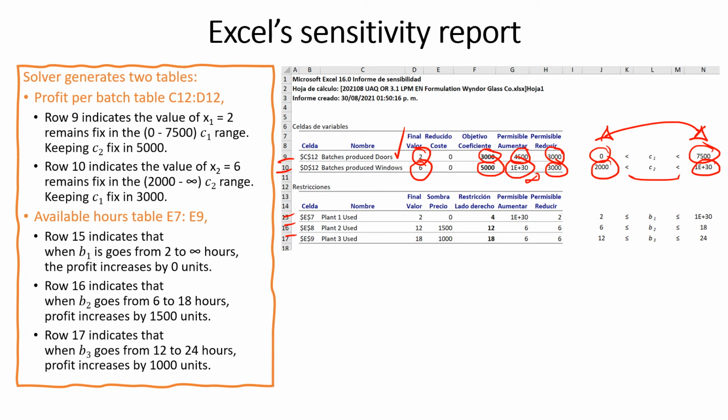For the first case, plant number 1, the hours available can move between 2 and infinite, and what we're going to get is a benefit of 1,000 in the profit. For the second case, between 6 and 18, each time we move 1 unit, the benefit we get directly in the profit is 15,000. And for the third option, B3, between 12 and 24, for each unit we're going to get 1,000. So the most important conclusion is that if we're looking for extra available hours, we should go for plant 2, because here we're going to get the biggest enhancement of the profit.